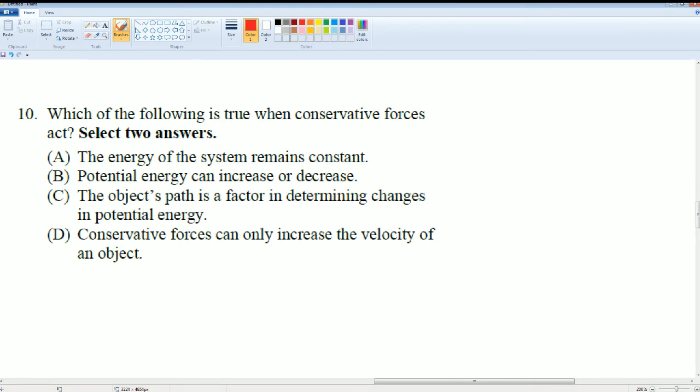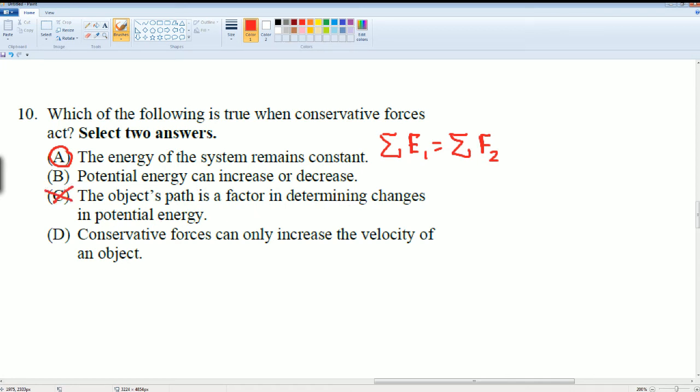Which of the following is true when a conservative force acts? The energy of a system remains constant. That is correct. This is just the law of conservation of energy. This means that the sum of energy 1 is going to be equal to the sum of energy 2. Potential energy can increase or decrease. That's true.